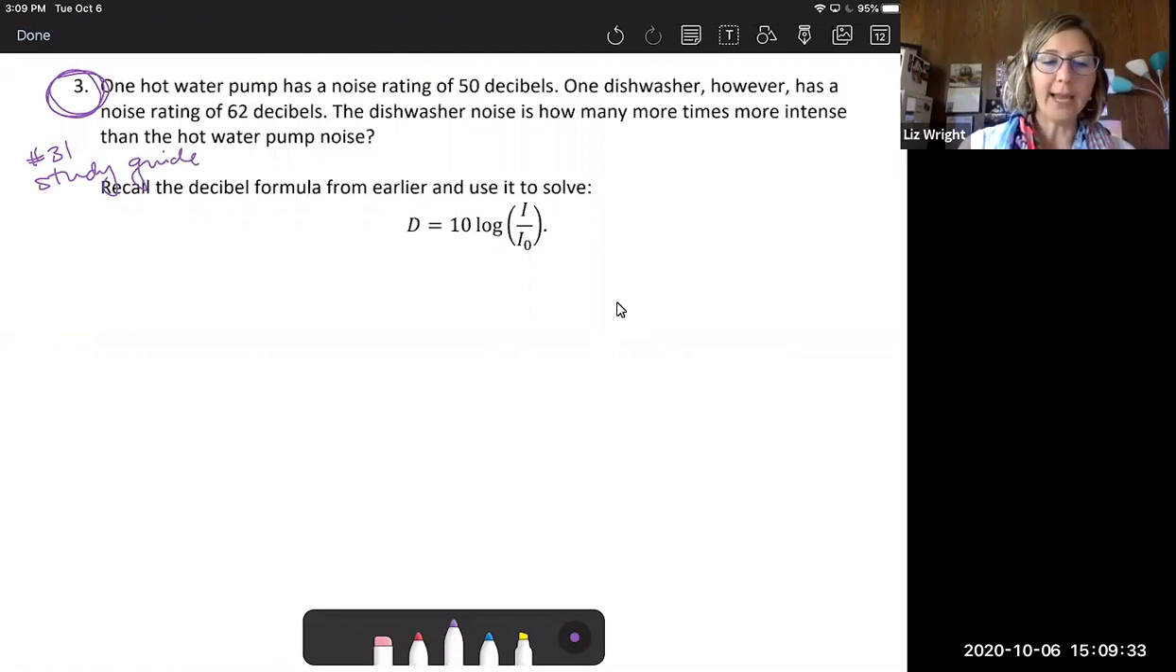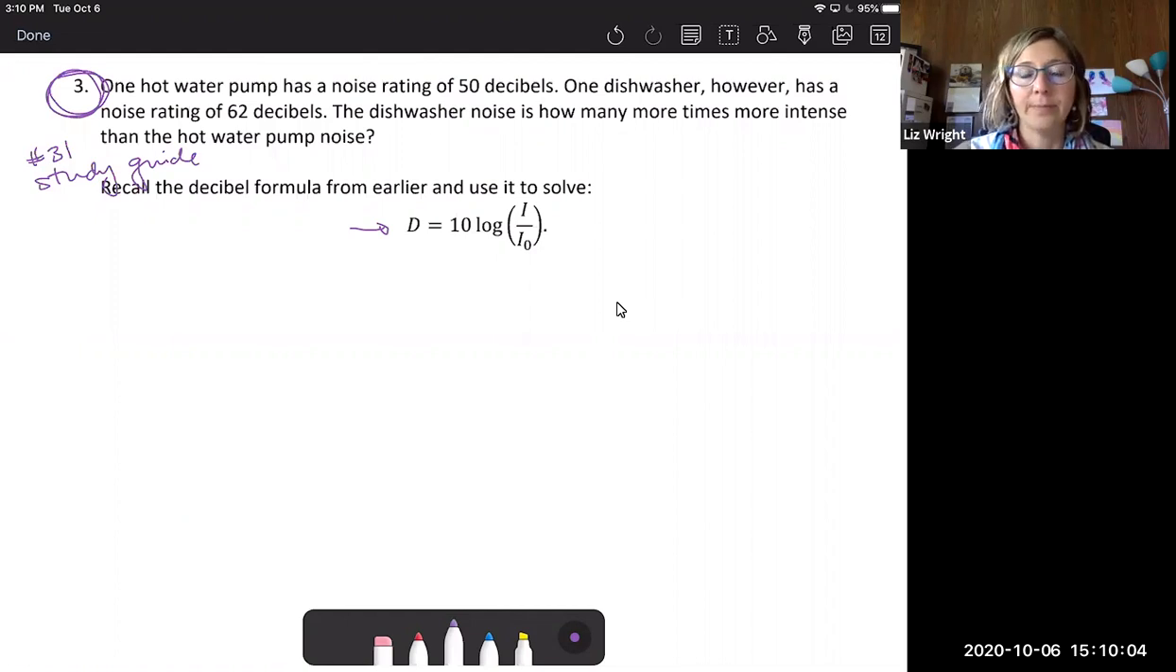All right, so we have a hot water pump. It has a noise rating of 50 decibels. One dishwasher, however, has a noise rating of 62 decibels. The dishwasher noise is how many times more intense than the hot water pump noise? And recall, here's our decibel formula. So read that again and tell me, what do we know this time and what are we solving for?